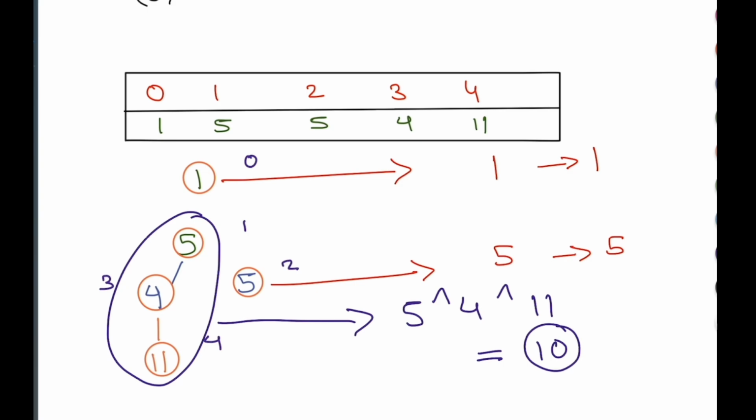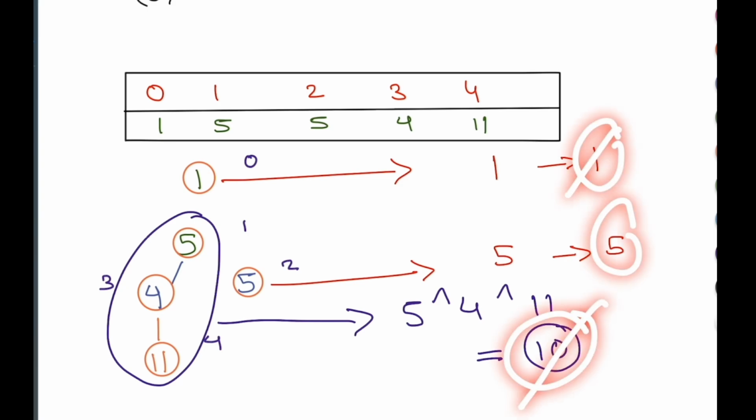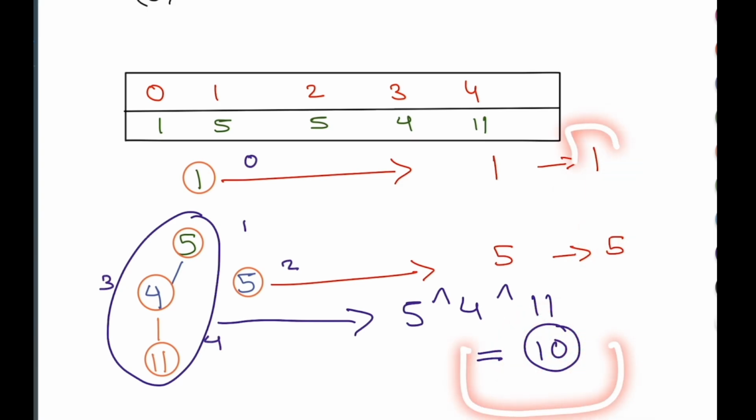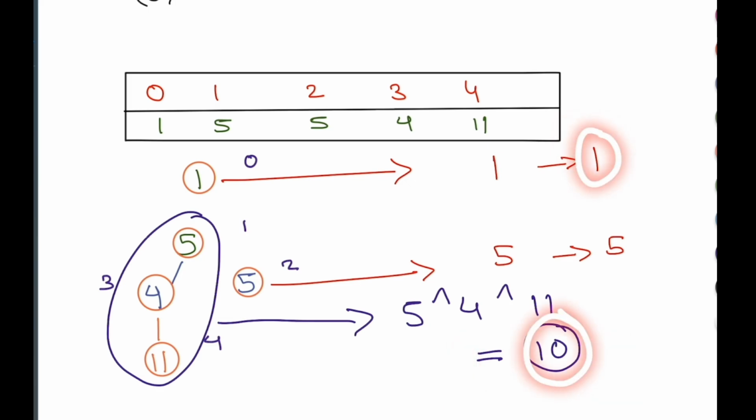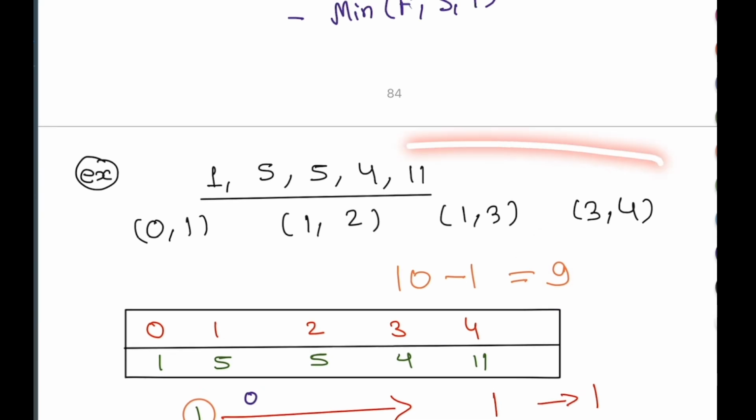So the difference between the maximum and minimum of all these three values will be 10 minus 1, because 10 is the maximum and 1 is the minimum. So the difference between the max and min is nothing but 10 minus 1, which is 9. And that is going to be the output for this particular input, which is given in this problem. This is basically example number 1, which is already given in the problem.